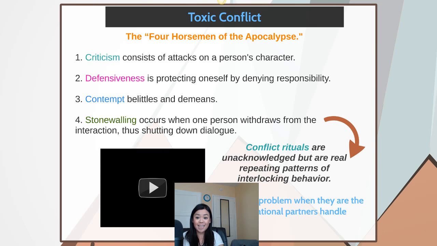The third one is contempt, which is when you belittle and demean the other person. I want to clarify that this is different from criticism. Because criticism is when you are attacking the person's character and you're just critiquing. You're saying like, you're just not very helpful around the house. You're a little lazy. You don't help me do the dishes.